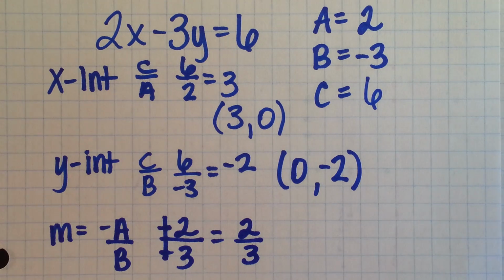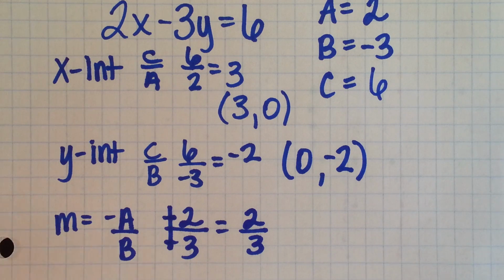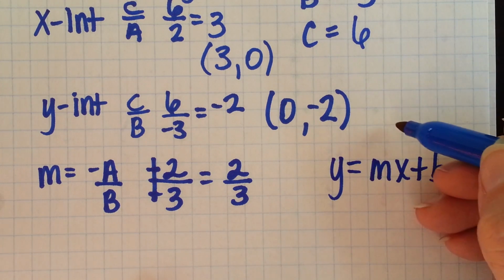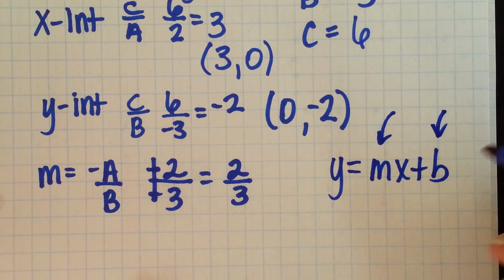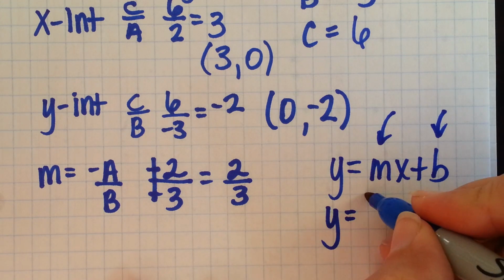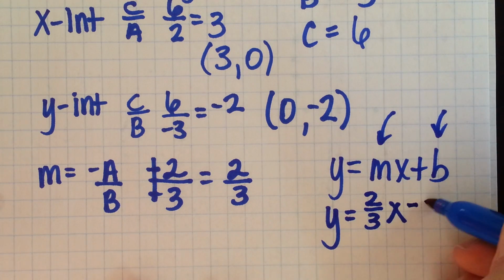Now, I haven't changed any forms yet, but I have gathered some information so that it would be easier for me to change forms. So let's look at that information. I have an x-intercept, I have a y-intercept, and I have a slope. That makes it really easy for me to write slope-intercept form. Notice I have a slope and a y-intercept. Slope-intercept form is y equals mx plus b. And all I need to fill in is the slope and the y-intercept. So, to make the slope-intercept equation, I have y equals 2/3 x, and my y-intercept was negative 2, so minus 2.